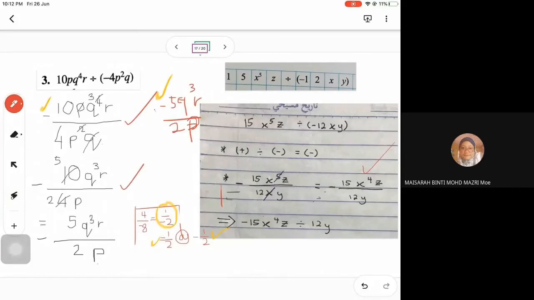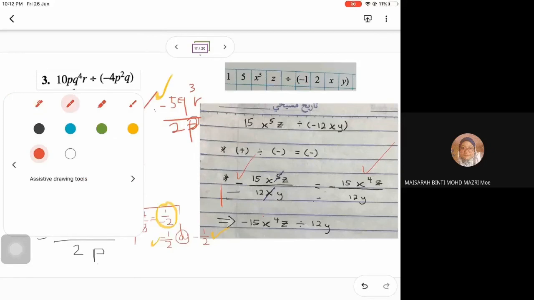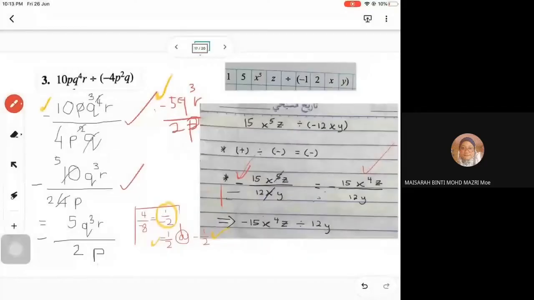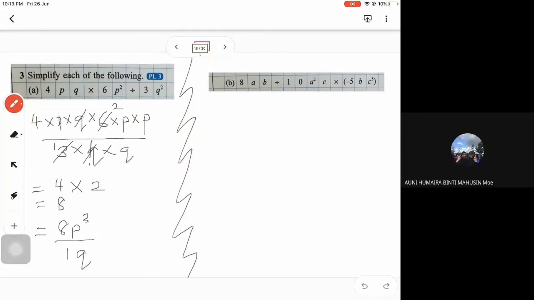Di sini siapa? Maisara tulis negatif dia tulis kat tengah-tengah. Nampak tak? Negatif dia tulis kat tengah-tengah. Oh, low battery. Alamak. Yang ni jawapan ni pun belum final. Oh ni ha, ni lah jawapan akhir dia. Ah, okay, betul-betul. 15 okay. Dengan 12 tu kena simplify dulu ya. Yes. Okay, awak ni. Explain awak ni.